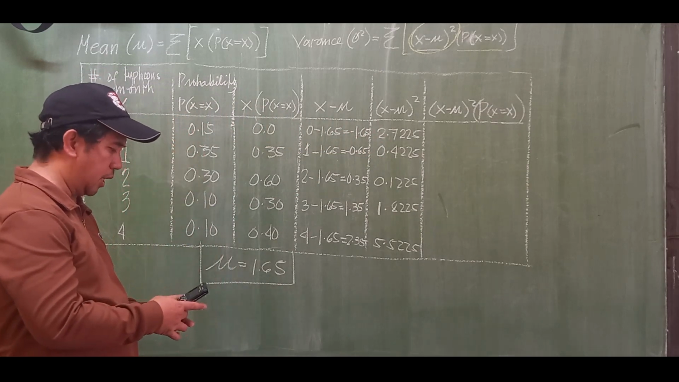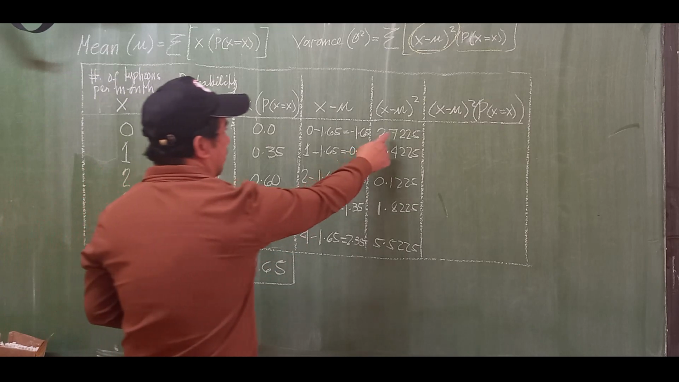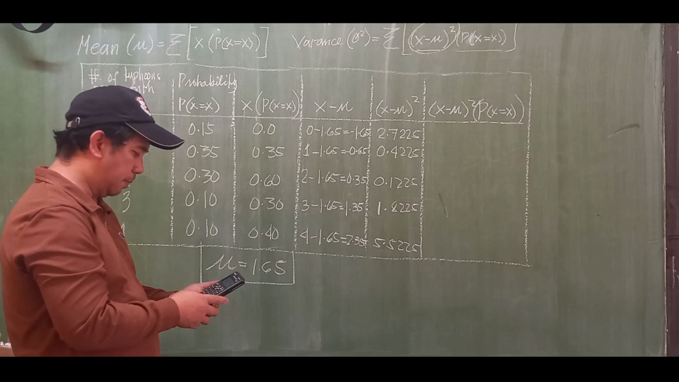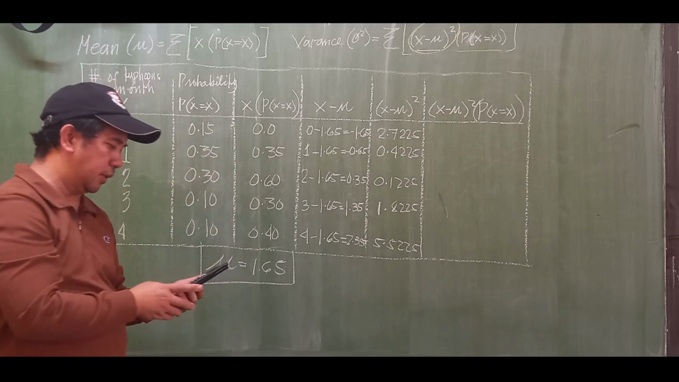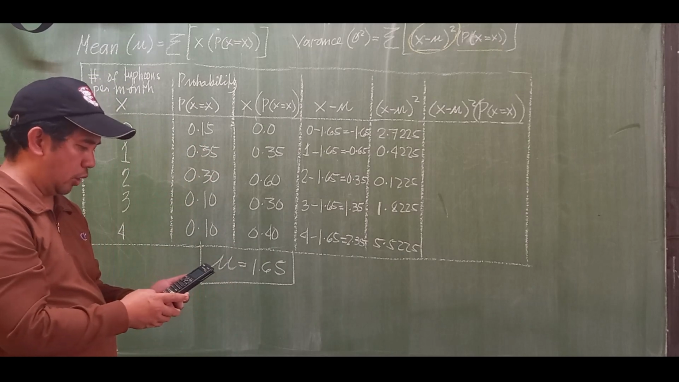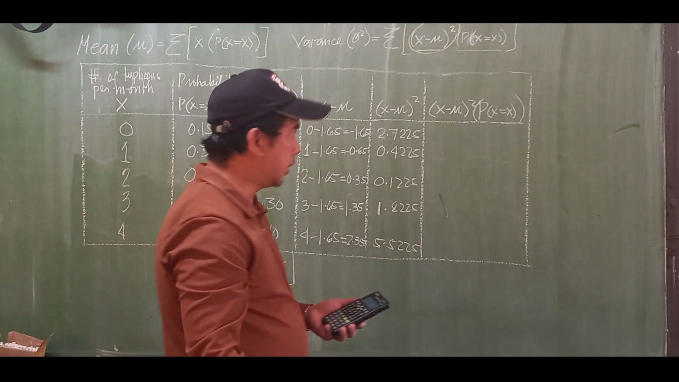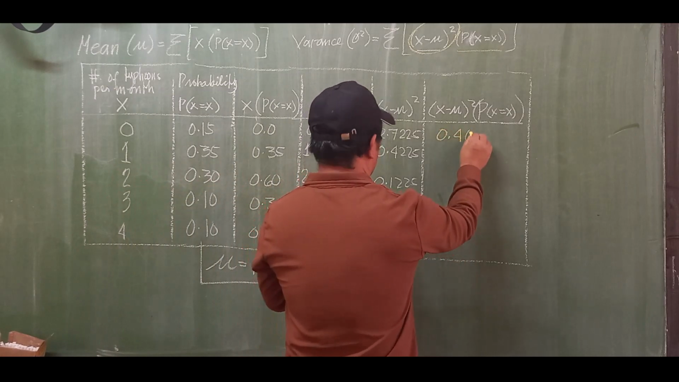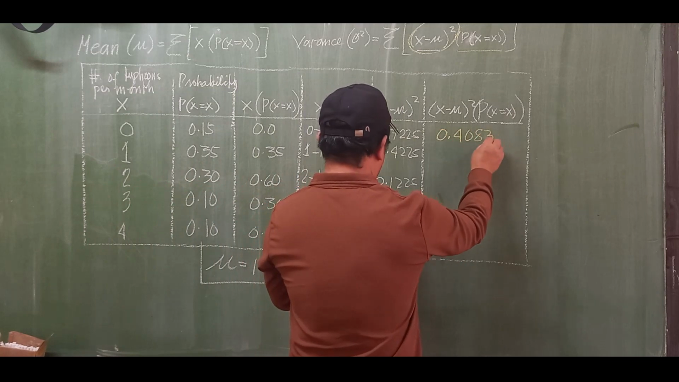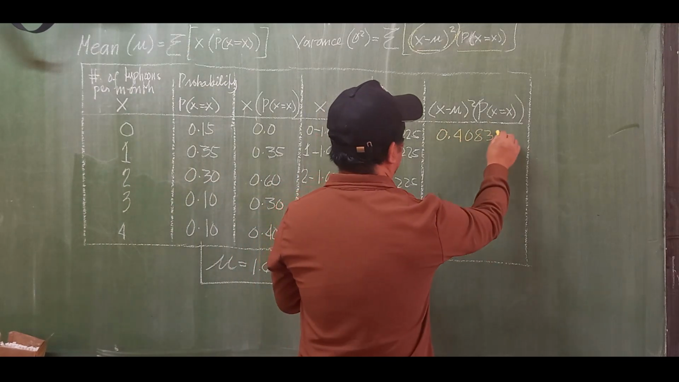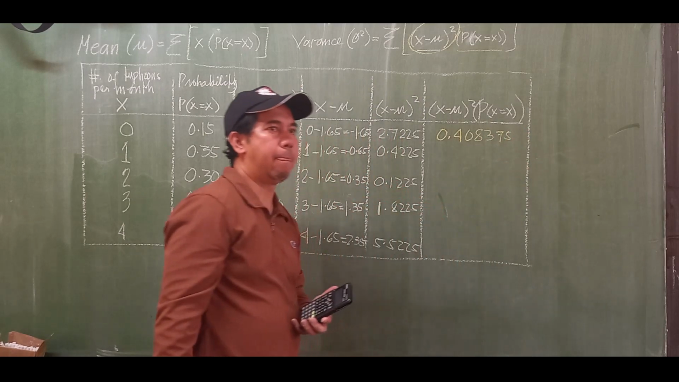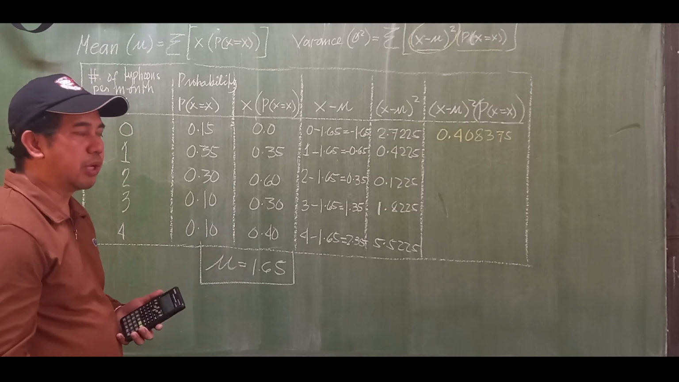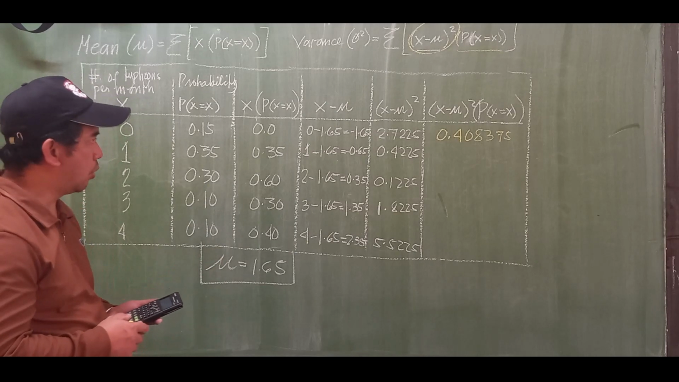So that is the same as saying we have here 2.7225 multiplied by its corresponding probability, 0.15. It will give you a result of 0.4083775. Okay, 0.4083. Of course, we will always be rounding them off.